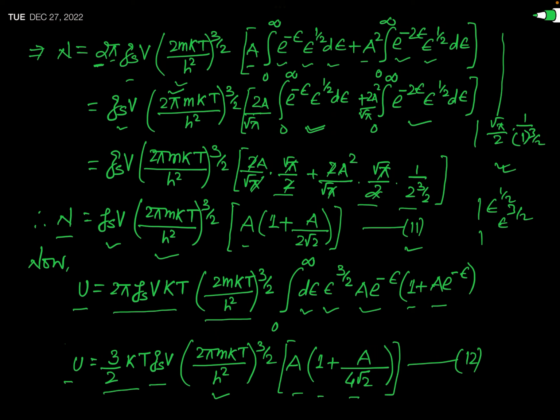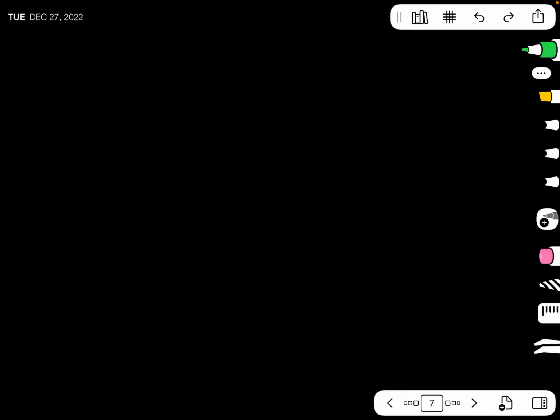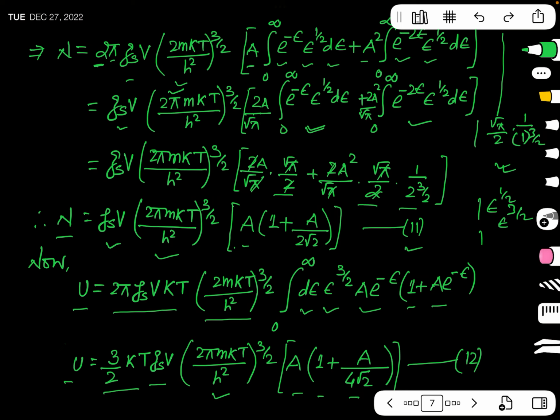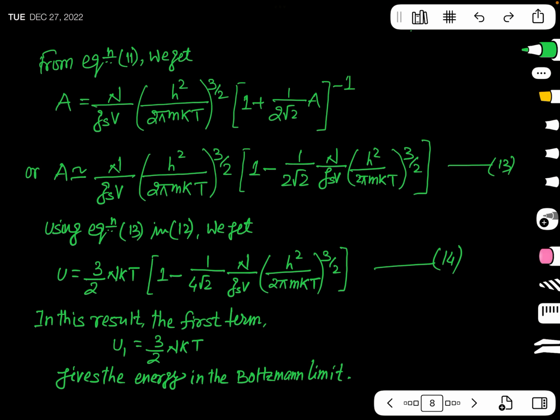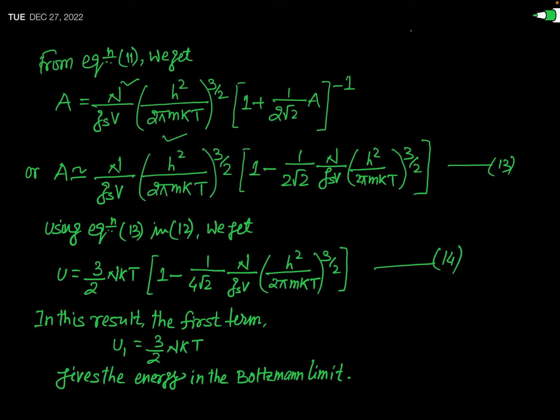Okay. Now from this equation which defines the value of n, you can find the value of this a. So see this result and you can see there will be a simple algebra and you can write a is equal to n by gv times h square by 2 pi m kt to the power 3 by 2 into 1 plus 1 by 2 root 2, 2 root 2 means 2 to the power 3 by 2. Instead of that, I have written 2 root 2 into n, whole to the power minus 1. Okay.